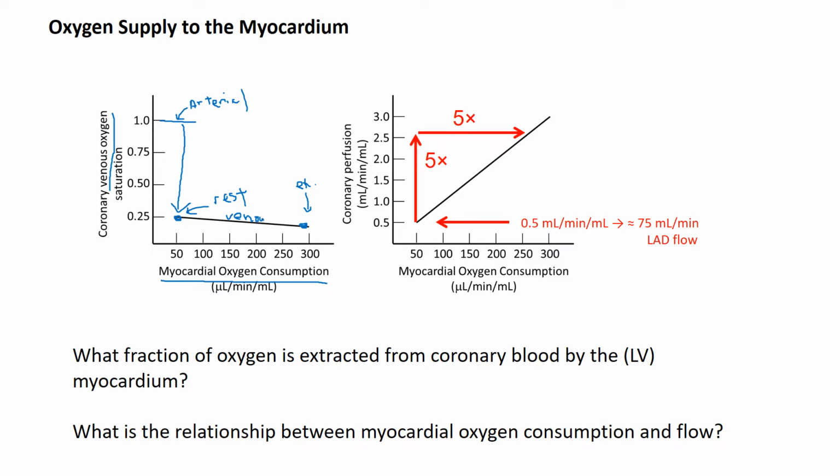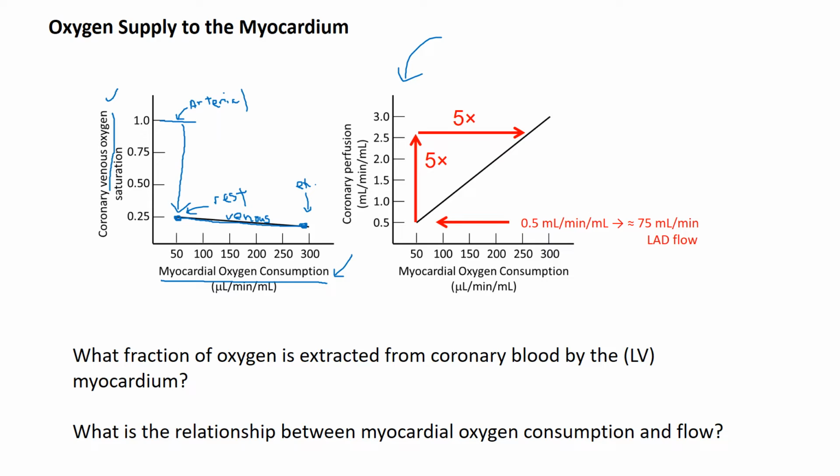So during intense exercise, the venous saturation drops a little bit, but overall this relationship is pretty flat. Remember, this axis is the rate at which oxygen is being taken out of the blood, but the amount of oxygen left in the venous blood is pretty constant. Right? So how's that possible?